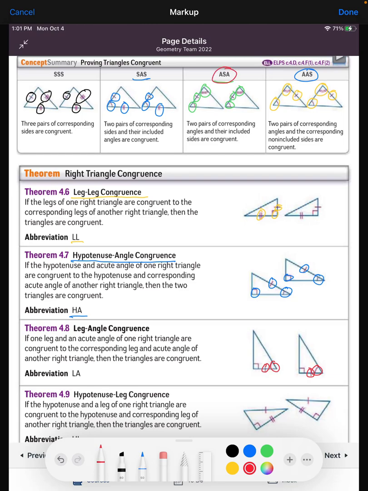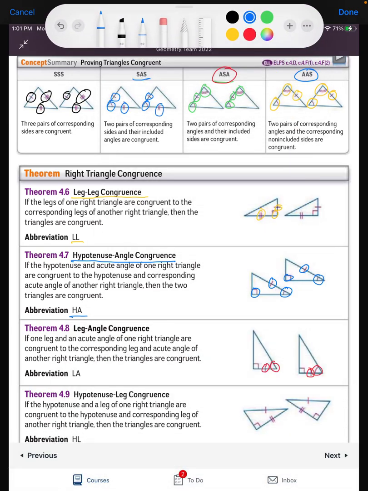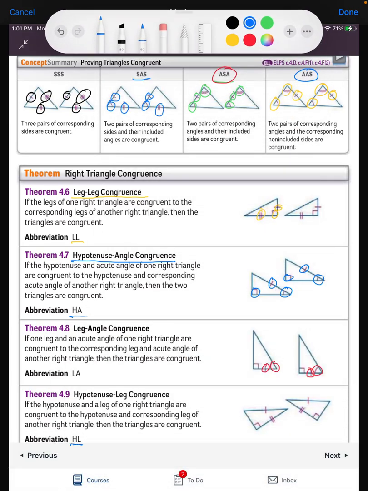The last one is one we can only use with a right triangle, and it's hypotenuse leg congruence, abbreviated HL. It says that if the hypotenuse and one leg of the right triangle are congruent to the corresponding hypotenuse and leg of another triangle, then those two triangles are congruent.